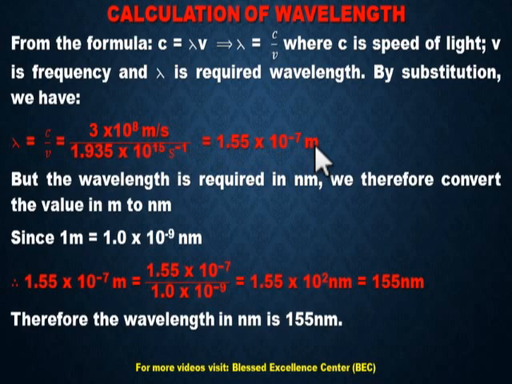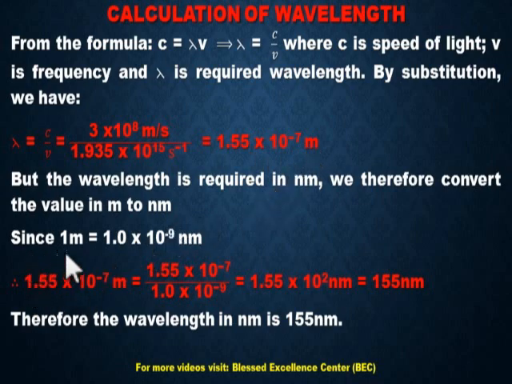Okay, that is the unit of wavelength, that is lambda. But we are asked to calculate the wavelength in nanometers, so we have to use the relationship that 1 nanometer is equal to 1 times 10 exponent minus 9 meter to convert. So here you have that the wavelength is required in nanometers. We therefore convert the value in meters to nanometers. Here we got 1.55 times 10 exponent minus 7 in meters. So we have to convert from meters to nanometers.